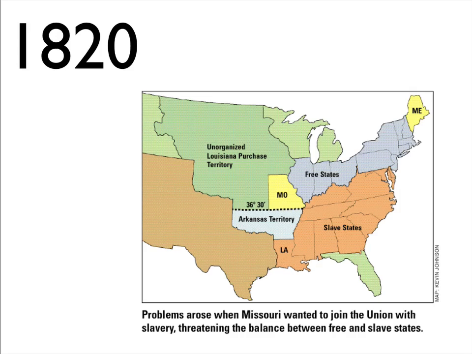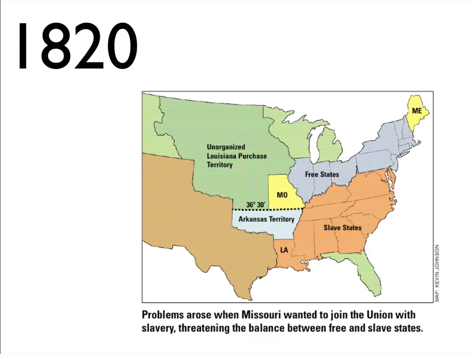In 1820, this issue of slavery had created a conflict. There was a territory that wanted to become a state, and that was Missouri. And the issue here is, what can Missouri do if it enters as a slave state? Well, it'll unbalance the Senate. The South will have more senators than the free states in the North.